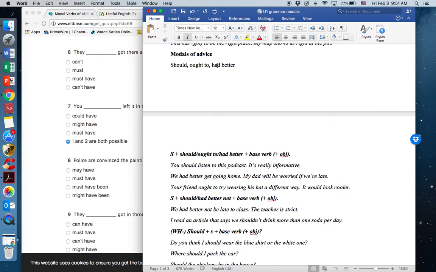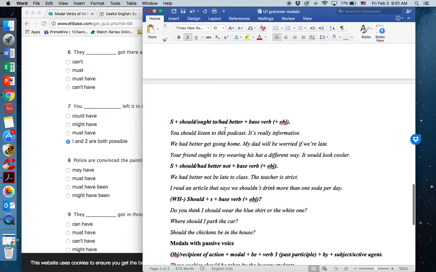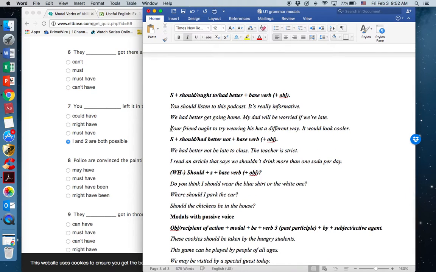Modals of advice: should, ought to, and had better. So blank, subject, should, ought to, or had better, base verb. You should listen to this podcast because it's really informative. We had better get going home. Again, we could say because my dad will be worried if we're late. Your friend ought to try wearing his hat a different way because it would look cooler.